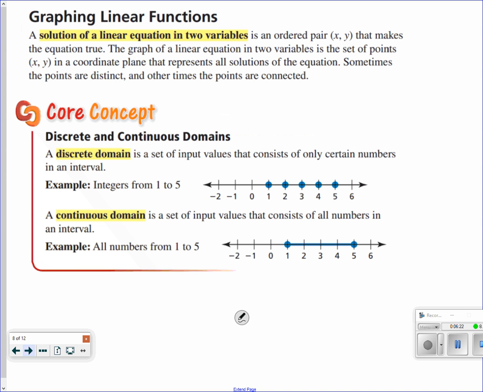The solution of a linear equation in 2 variables is an ordered pair x, y that makes the equation true. The graph of a linear equation in 2 variables is a set of points in a coordinate plane that represents all the solutions of the equation. Sometimes the points are distinct, or what I consider discrete. Sometimes they are connected, which would be considered continuous. We kind of talked about this in the last section. If you have individual points, those are discrete points. If you have something that's connected, that is considered continuous.